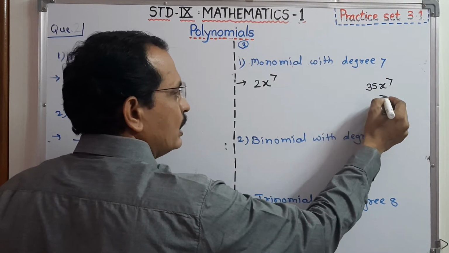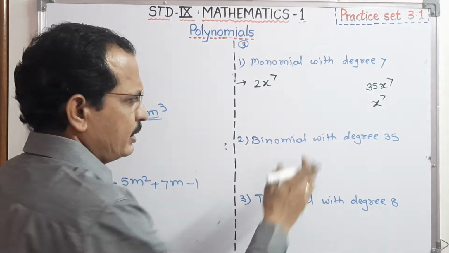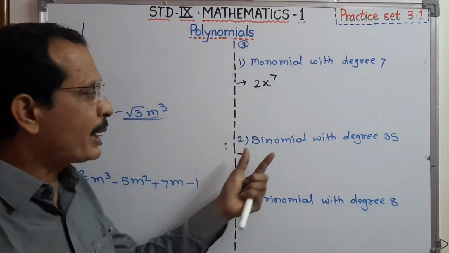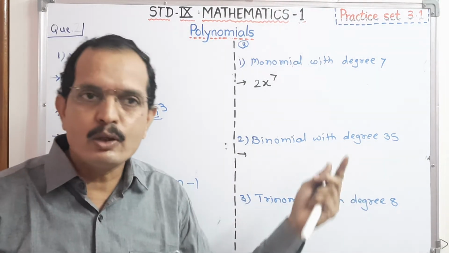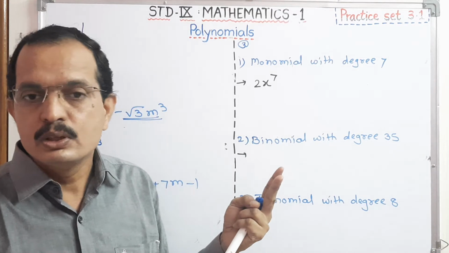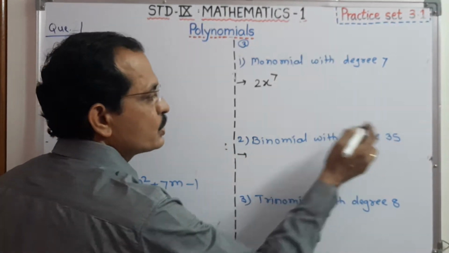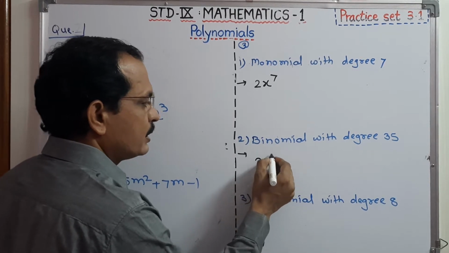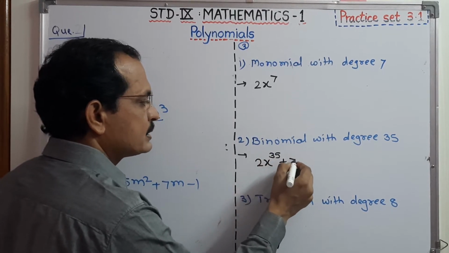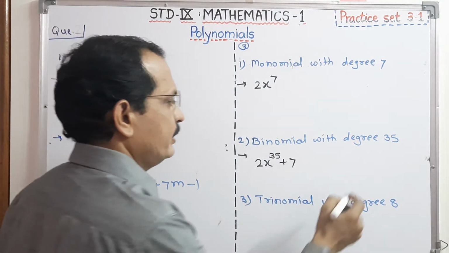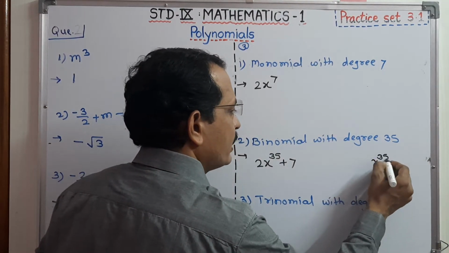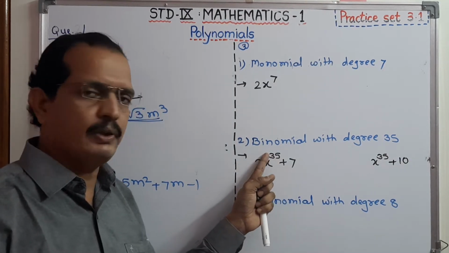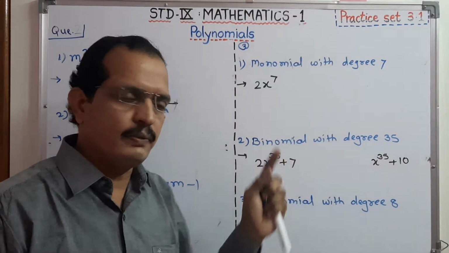Then we can write only x raised to 7. Like this, there are many answers. It is an open-ended question. This is a binomial with degree 35. Binomial means it contains how many terms? 2 terms. And the degree should be 35. Therefore we can write 2x raised to 35 plus 7. We can write any, for example x raised to 35 plus 10. 2 terms and degree is 35.